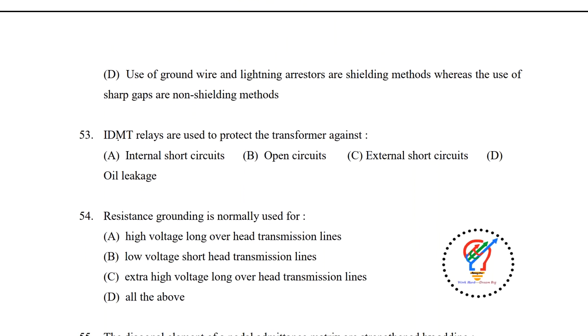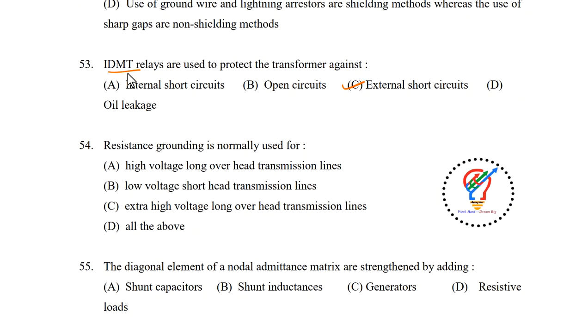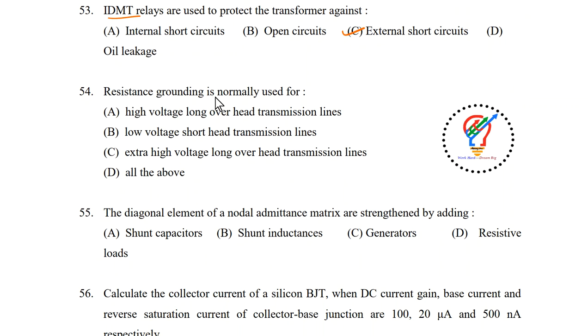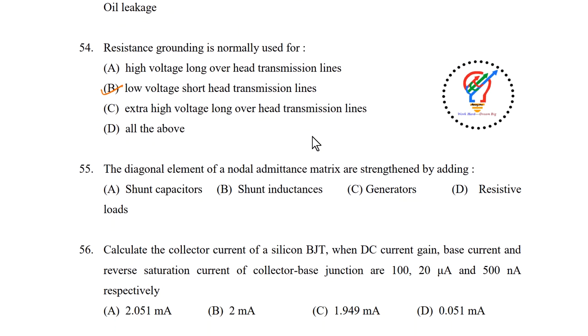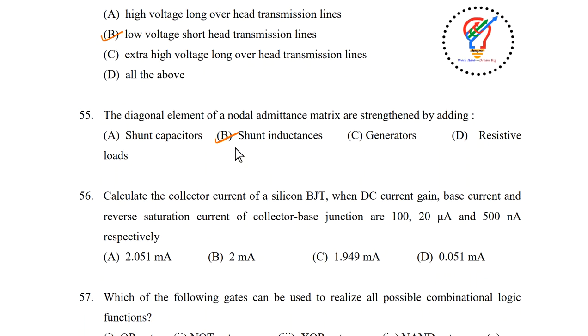Next one. So IDMT relays are used to protect the transformer against external short circuit. Inverse definite minimum time relays are there. Next one, resistance grounding is normally used for low voltage short overhead transmission lines. Next one, the diagonal elements of a nodal impedance matrix are strengthened by adding shunt inductances. The answer is shunt inductance here.